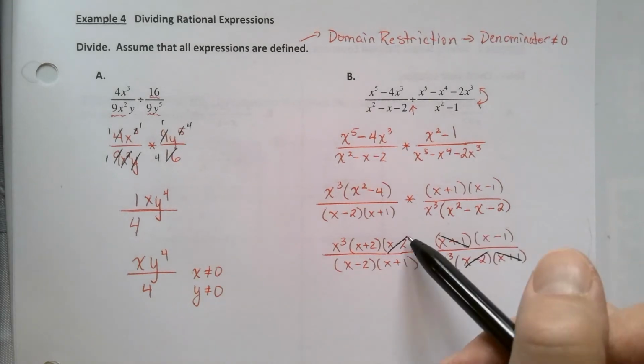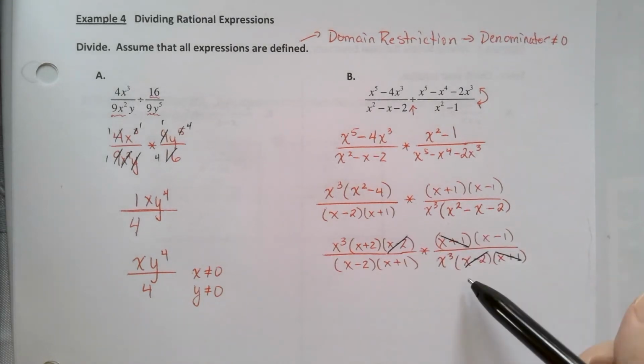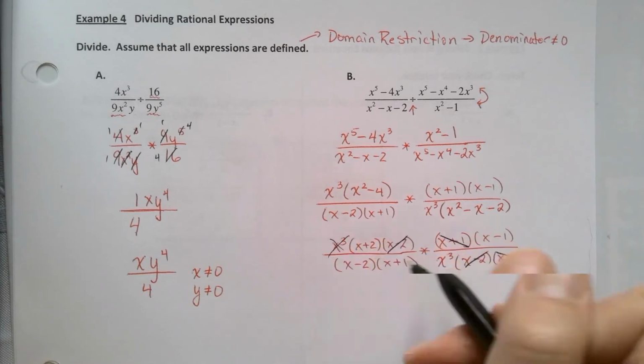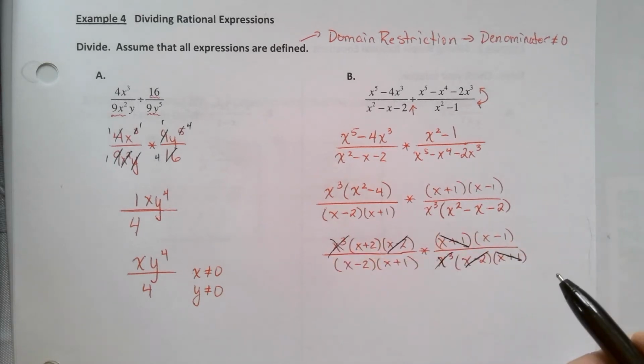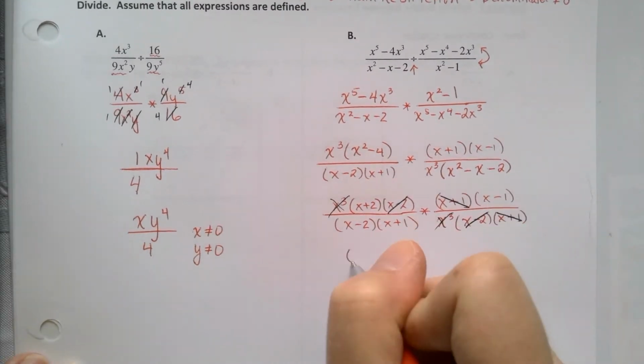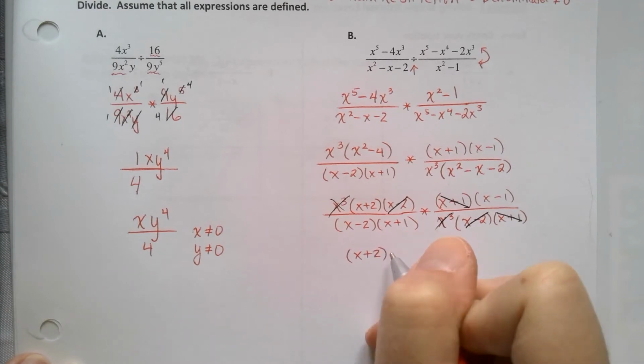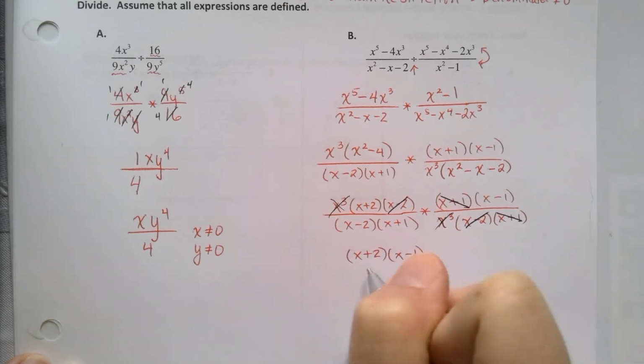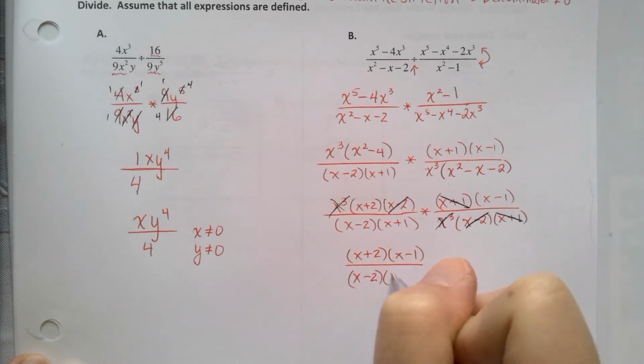Again, we get so wrapped up in these binomials canceling that sometimes we forget that this GCF out front can cancel. So what am I left with? In this problem, on the top, I'm left with x plus 2, x minus 1. And on the bottom, I'm left with x minus 2, x plus 1.